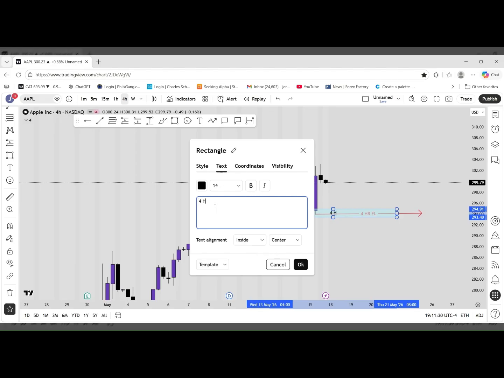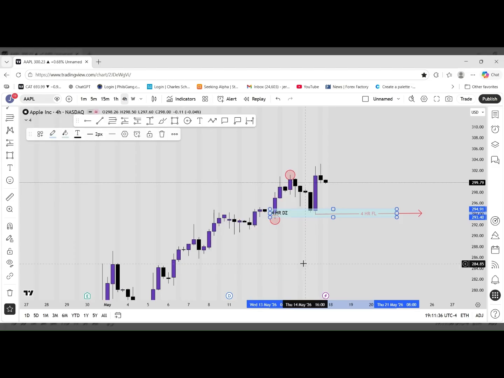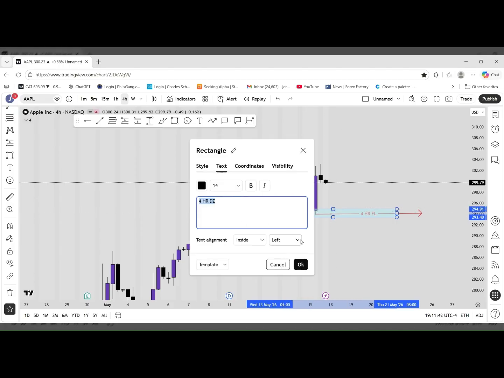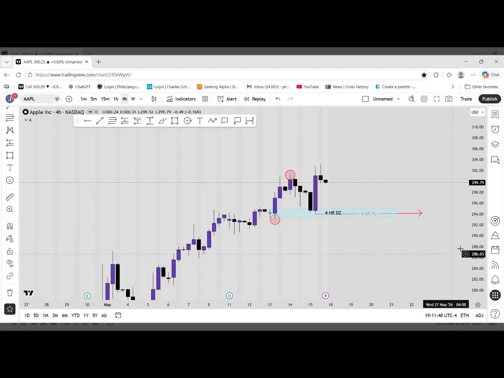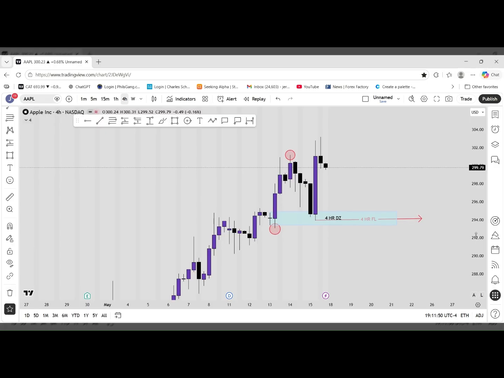Demand zone. And since I've got a bunch of stuff there, I'm going to put this label on the left. Oh, that's too far to the left. Okay, let's tweak that around. Let's see, center will work. And if it helps, I'll even tweak that up a little bit.